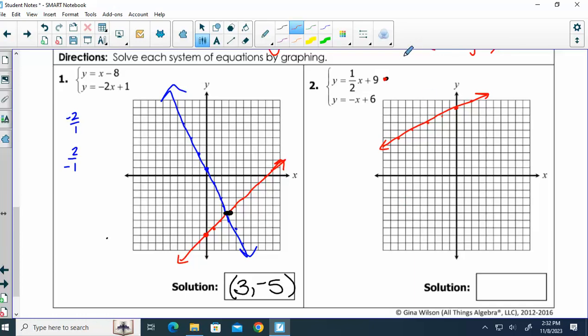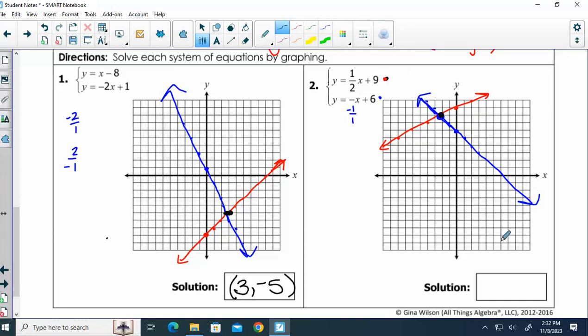All right, second one. What's my y-intercept? 6. What is my slope? Negative 1 over 1. So you can go down 1 and right 1, or up and left. Hopefully yours are slightly better. It is really hard to draw them up here. Okay, so this is the point where they meet.